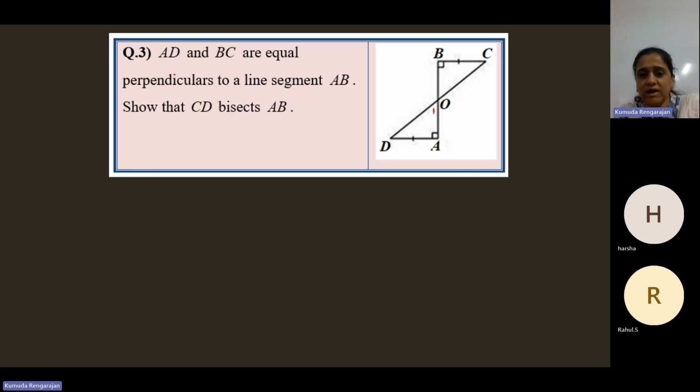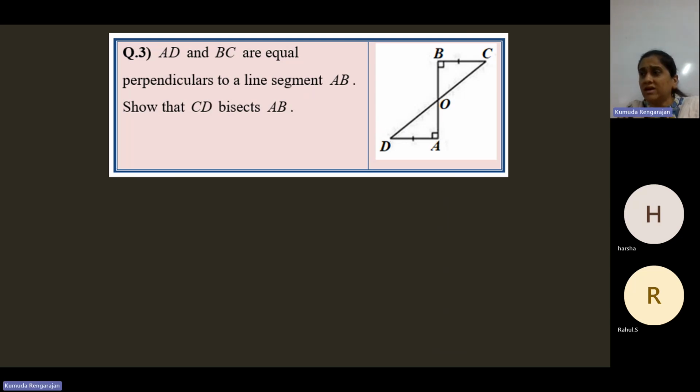We have mentioned angle 1, angle 2, angle 3, and angle 4. 1 is equal to 2, vertically opposite angles. 3 is equal to 4, 90 degrees. If you were talking about the included side, you should write OA is equal to OB, but that information we don't have. We have written AD is equal to BC. So it is clearly two angles and some other side. By AAS rule, the two triangles are congruent.